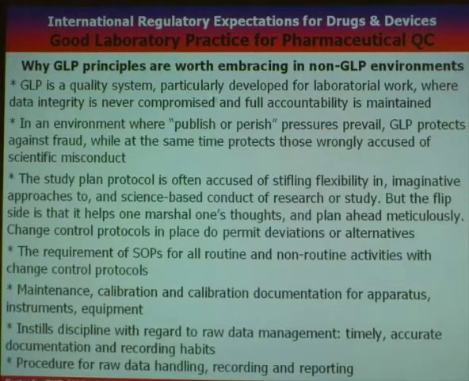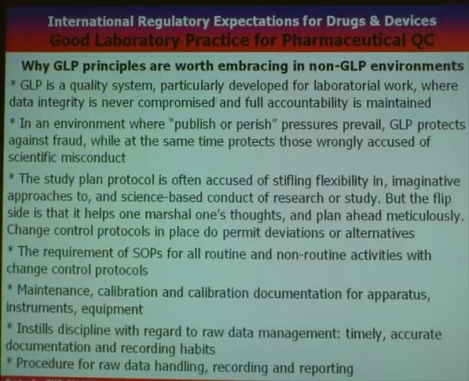Now, why are GLP principles worth embracing even in non-GLP environments? What do we mean by non-GLP environments? We refer, in the specific context, to 21 CFR 58 or 40 CFR 160 EPA. We are referring to those environments where we do not carry out studies relating to safety or toxicity, but something else. So even in those environments, how are these GLP principles worth embracing?